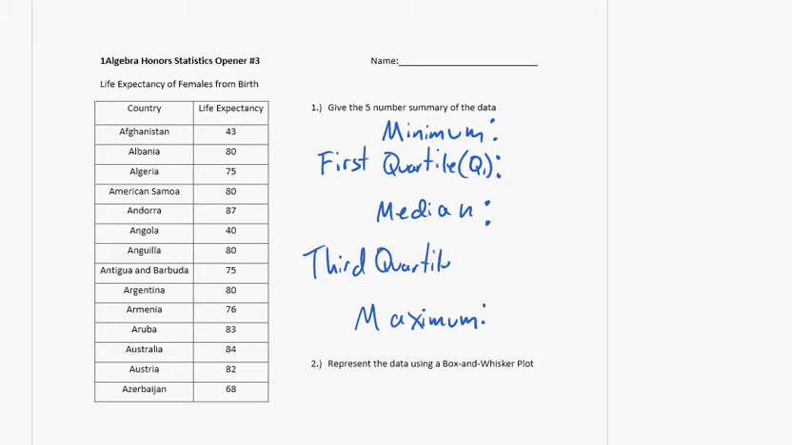And then in between the median and the maximum, we have what we call the third quartile. You may be wondering what happened to the second quartile. The second quartile is there. That's actually the median. All right, so these are the 5 things that comprise the 5-number summary.